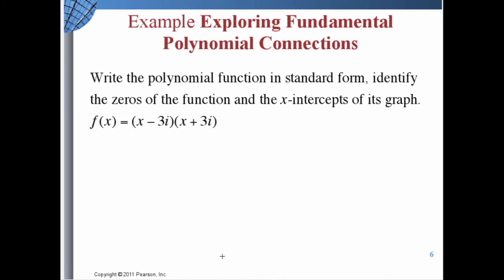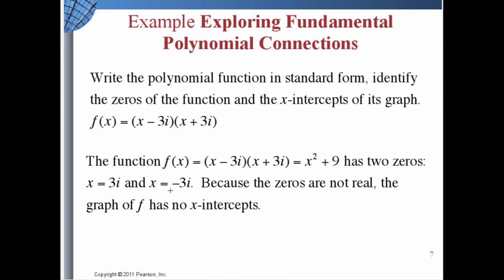Here's an example. Write the polynomial function in standard form. Identify the zeros of the function and the x-intercepts of its graph. So standard form, if you recall, is a function where we have f of x equals a sub n x to the n plus a sub n minus 1 times x to the n minus 1, and so on until we get down to a sub 0. So we want to basically do what's called expand this out or multiply this out.